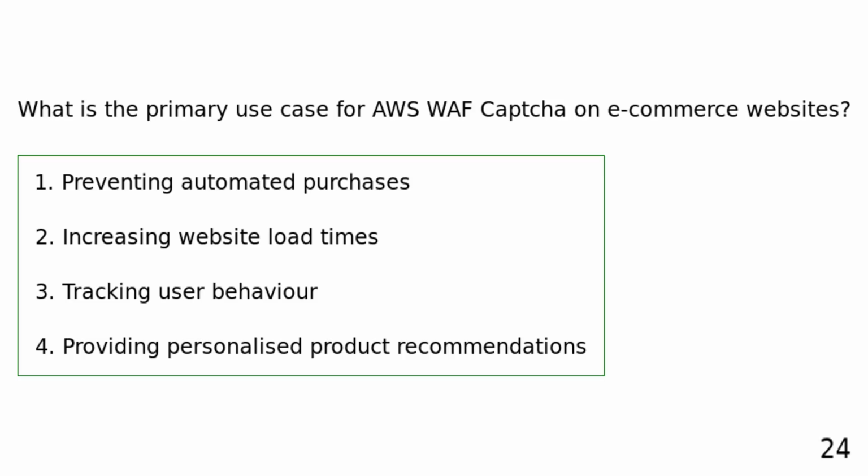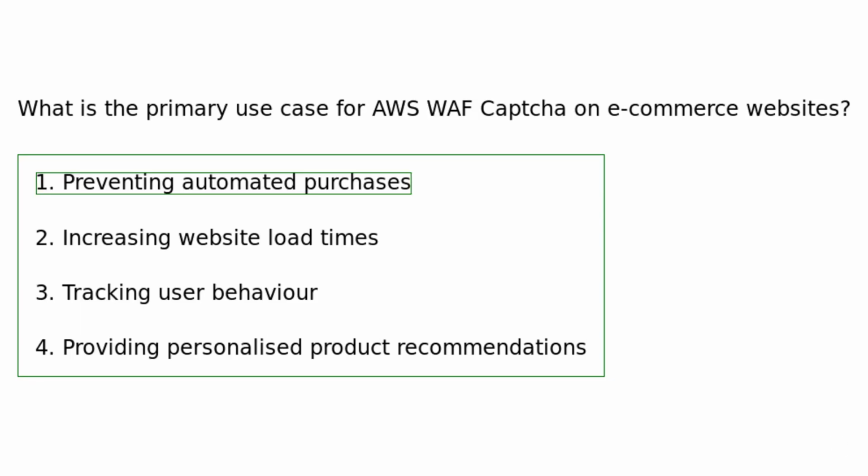What is the primary use case for AWS WAF Captcha on e-commerce websites? Preventing automated purchases. Increasing website load times. Tracking user behavior. Providing personalized product recommendations. The primary use case for AWS WAF Captcha on e-commerce websites is to prevent automated purchases by verifying user identity through challenges that are difficult for bots to solve.